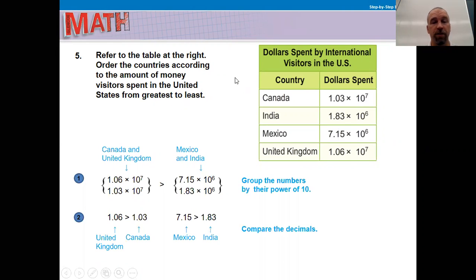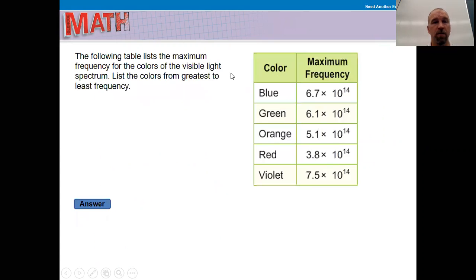Quick clicks. You can read that if you want. The table lists the maximum frequency of the colors in the visible light spectrum. They want to order it from greatest to least, biggest to smallest. So exponents first. All the exponents this time are even. Even exponents with each other means that they're all going to have the same number of places in them. Now I'll just break that tie using the decimals. So since they all have the same exponent, there's not one that's larger than the other based on the exponent. Now I'll break the tie with the decimals.